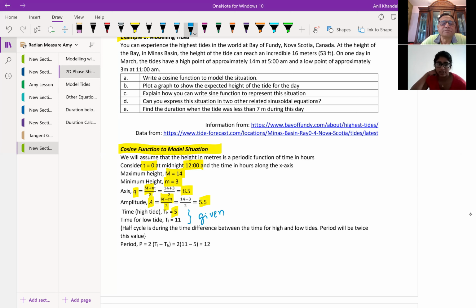It is given in the question, so you know the time period. Half of the cycle is the time difference between the high and low tides. The period will be twice this value. So you take the difference and multiply it by 2 to get the time period.